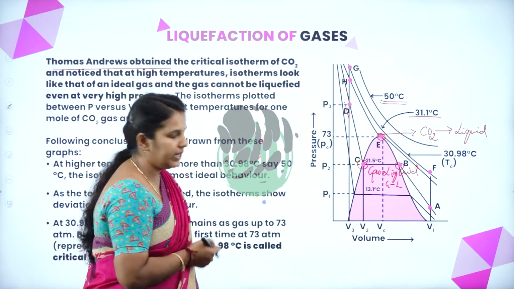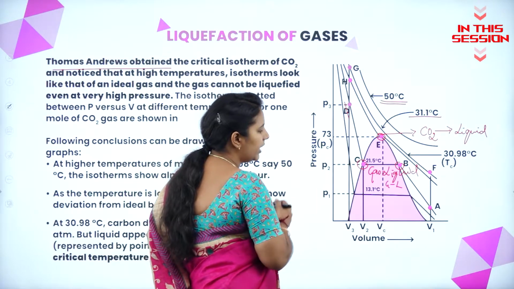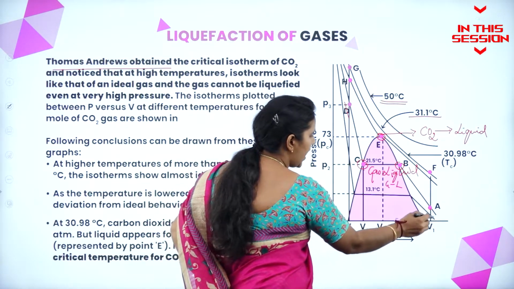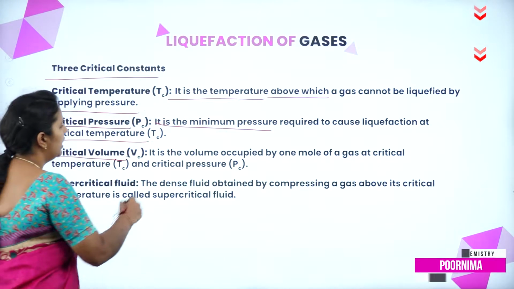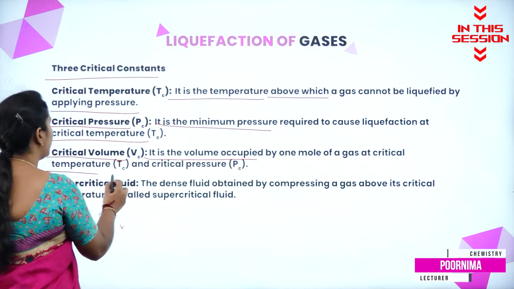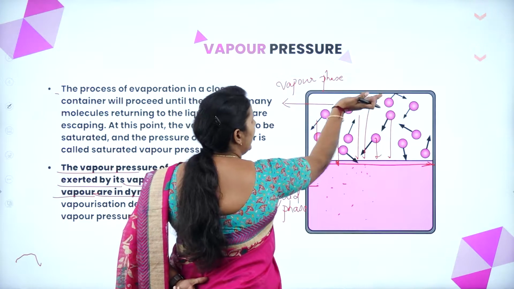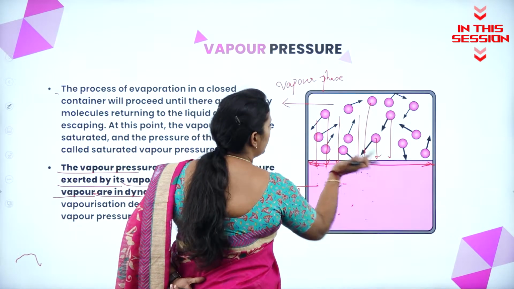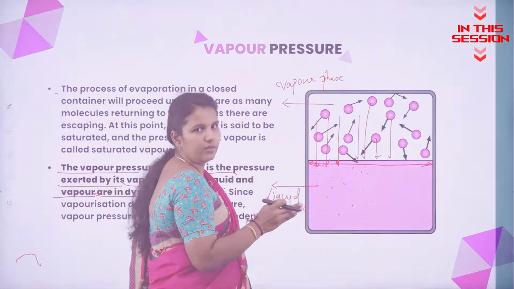Again, he changed the temperature to 13.1 degrees. At 13.1 degrees, he observed that as we increase the volume, this critical volume is the volume occupied by 1 mole of gas at the critical temperature. So, the number of particles that evaporate should be equal to the number of particles that condense. That is known as the equilibrium state.